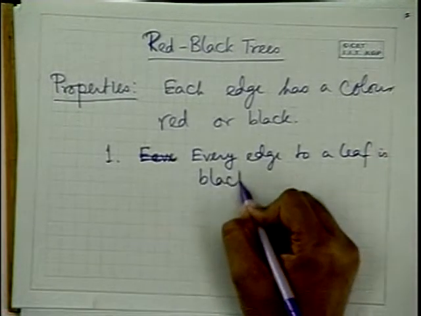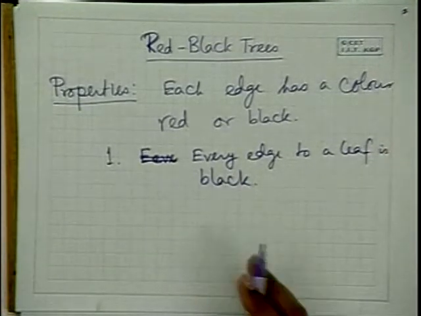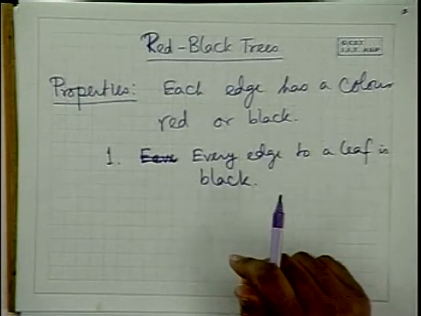Okay, this time we will be very strict. The leaf means only those pointers. In the last lecture, I drew some nodes with boxes. Those are the leaves. Every other node is an internal node. So basically, those empty ones are the leaves. So we will assume all the pointers to the empty nodes are black. That is the first property.